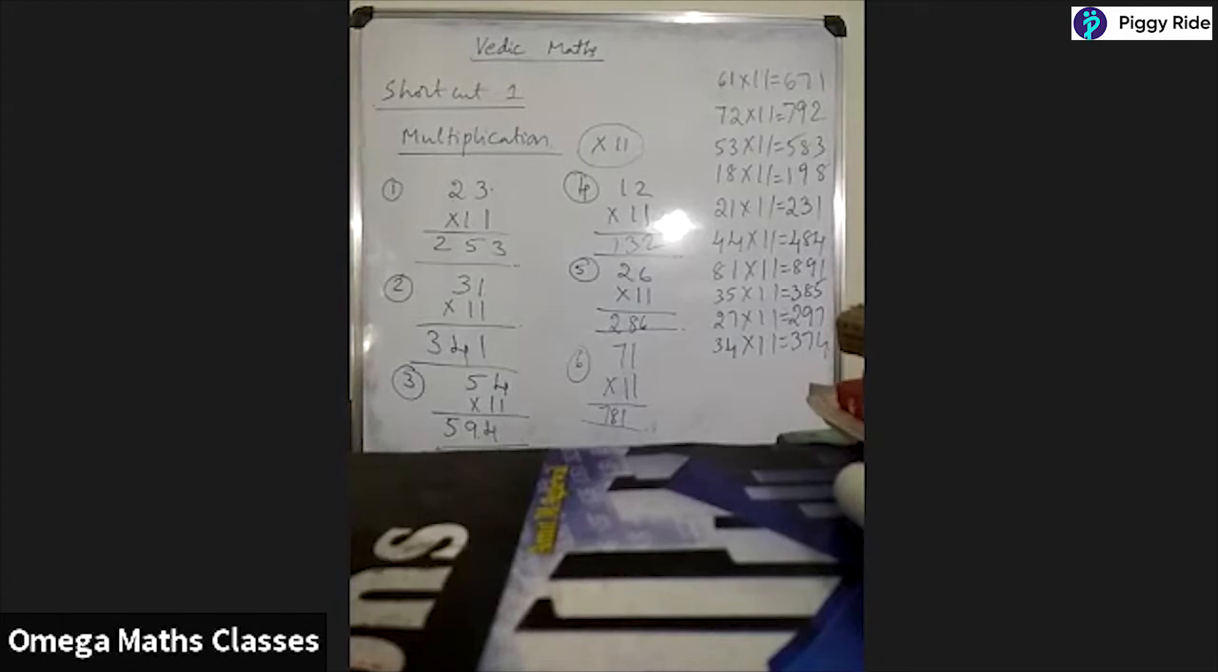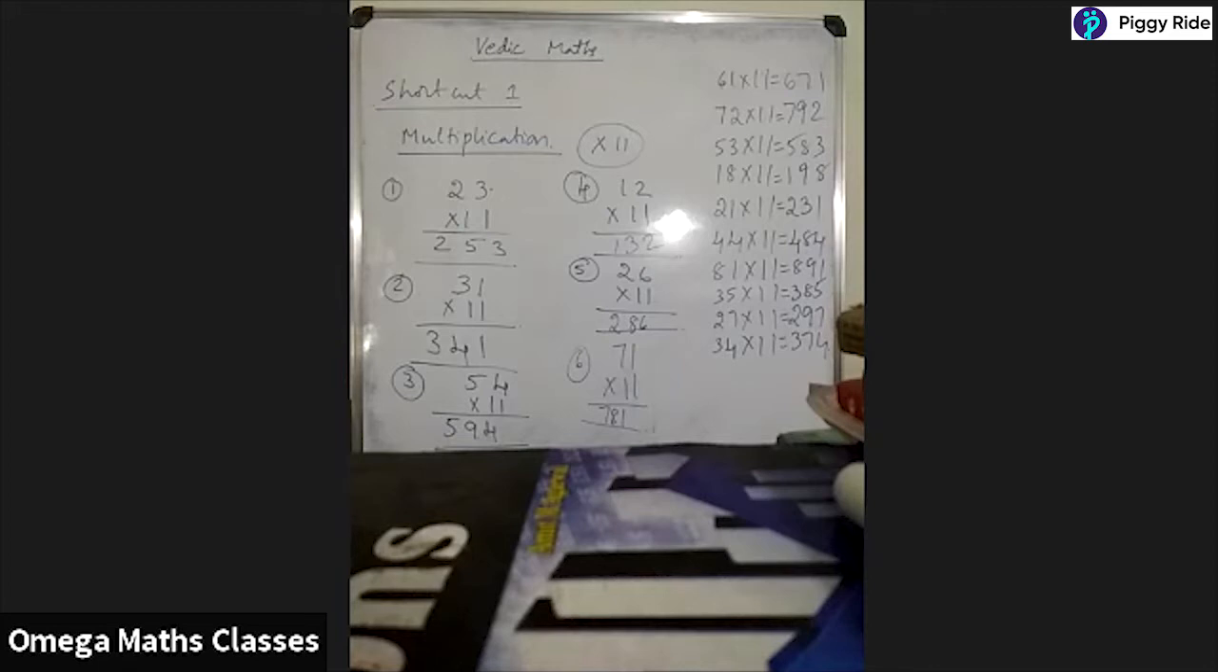No problem. Okay. So this is the multiplication with 11: 2 digit, 3 digit, 4 digit, 5 digit, any number of digits you can multiply within 5 seconds, maximum 5 seconds. Even 100 digits also you can write the answers directly. Just write the first digit and write the last digit, and the middle numbers are the sums of the digits, that's all.